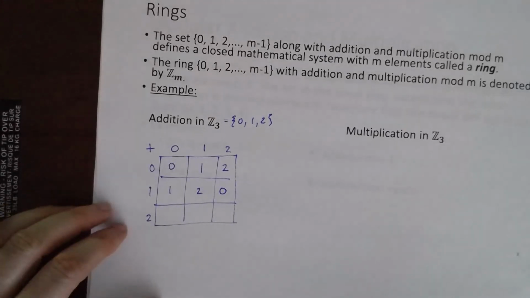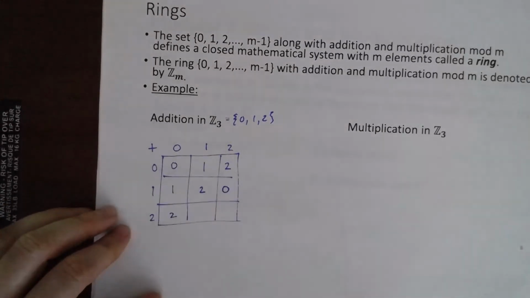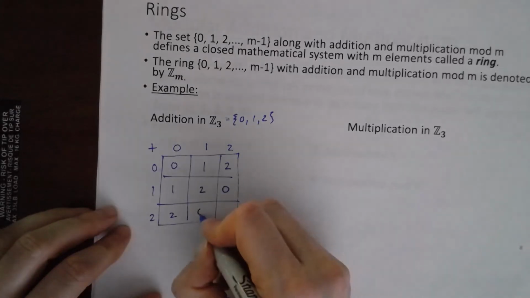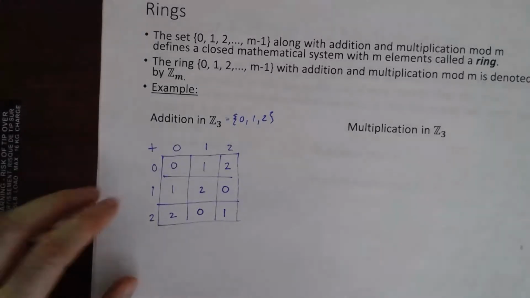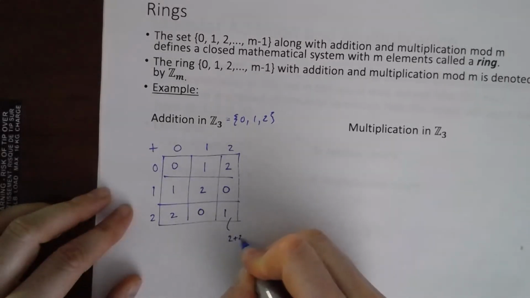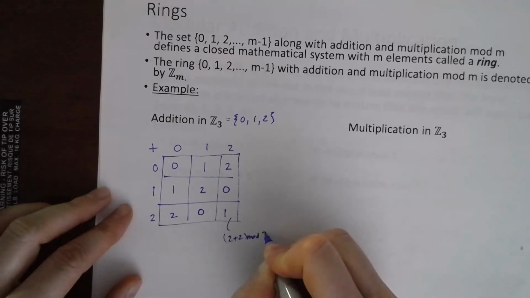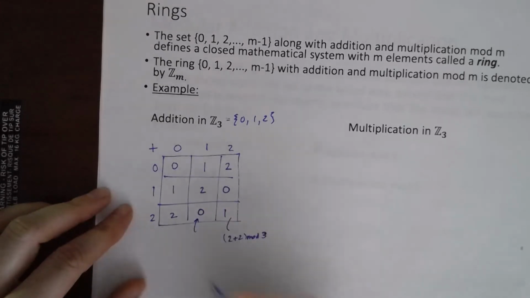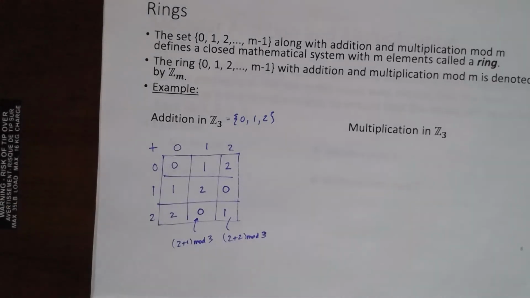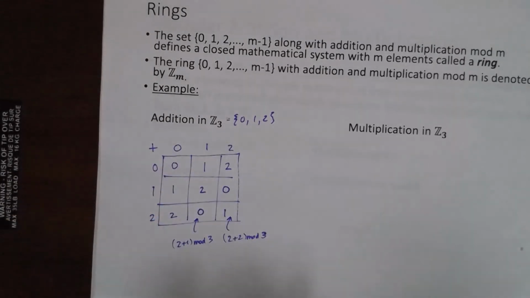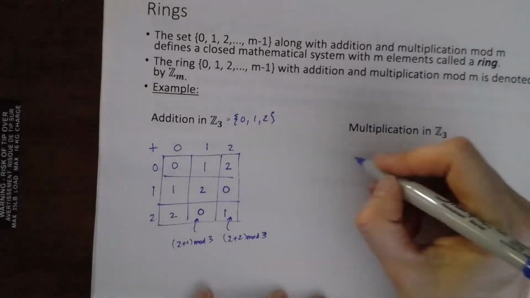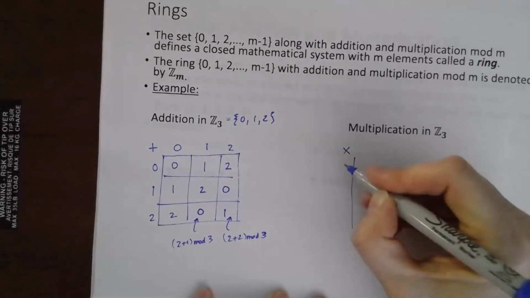2 plus 0? 2. 2 plus 1? 0. And 2 plus 2? 1, because 2 plus 2 is 4, and that's 2 plus 2 mod 3. This one is 2 plus 1 mod 3. That's where we're getting those values from, right? Those are the tricky ones. And this one right here is another tricky one, 1 plus 2 mod 3. So that's addition. And then how about multiplication? Let's try that.